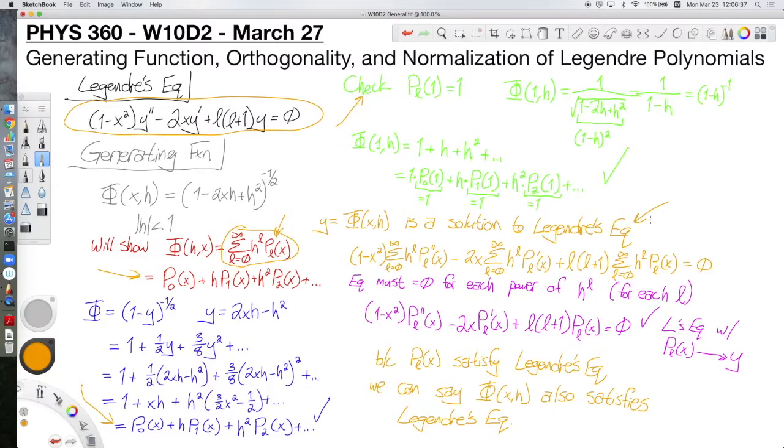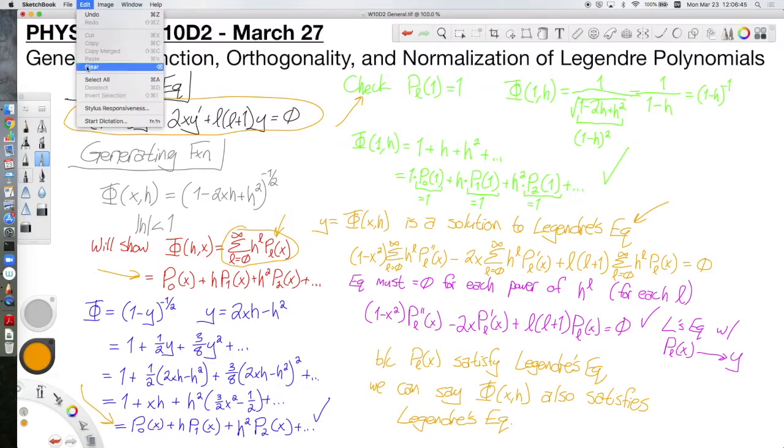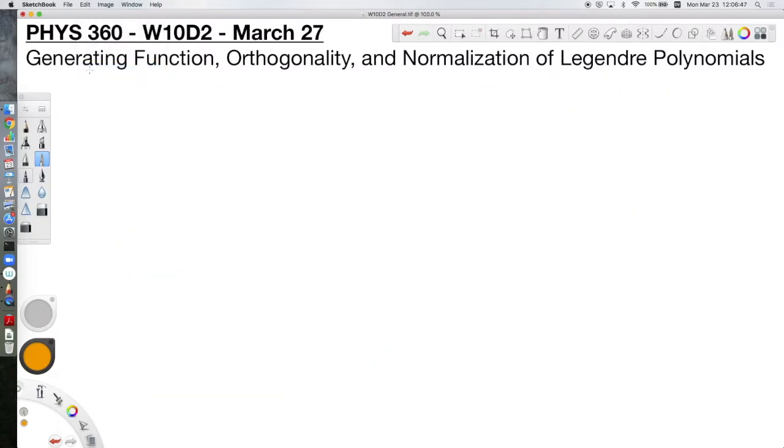So why do we care? What does the generating function help us do? There's a couple of things we can look into here that might be useful. So let me clear this all off. One of the ways in which the generating function can be useful is in determining things that are called recursion relations.